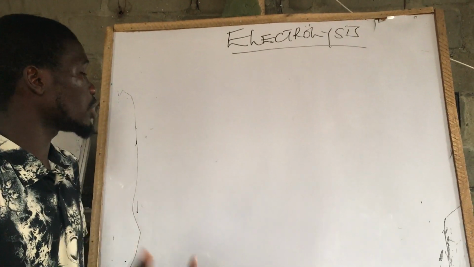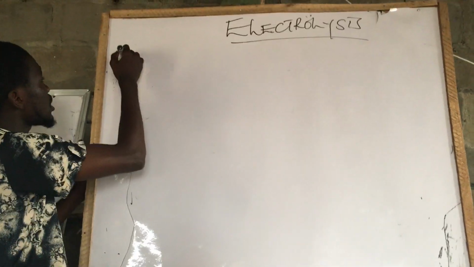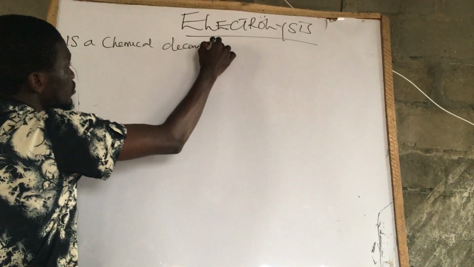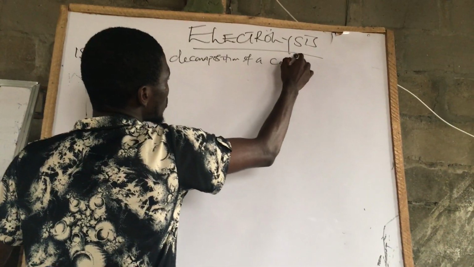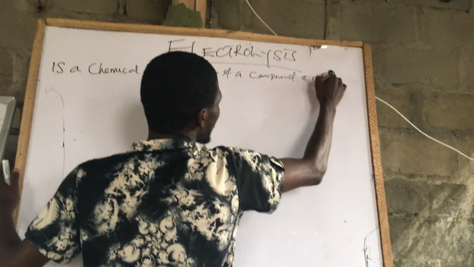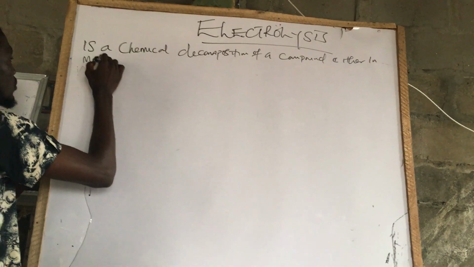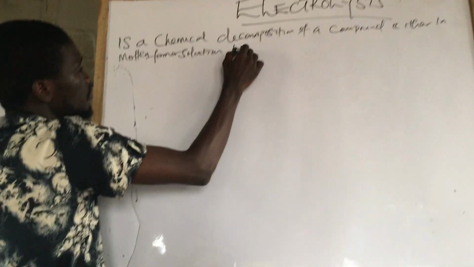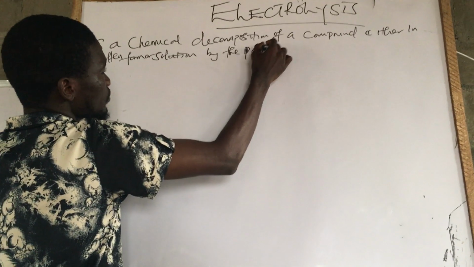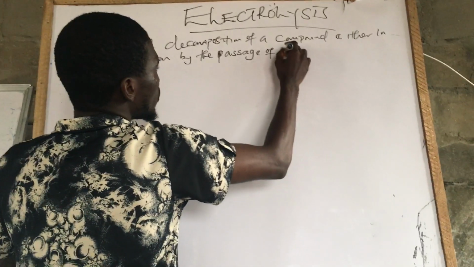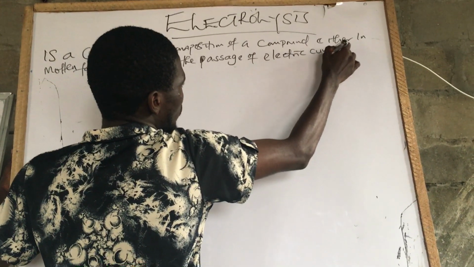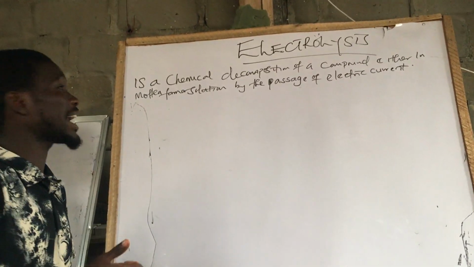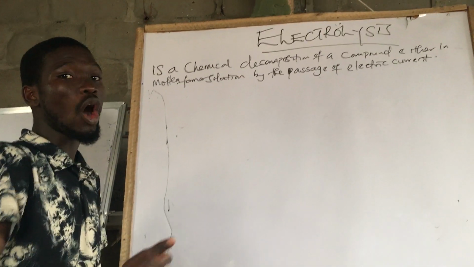So class, let's start with electrolysis. What is electrolysis? We can say electrolysis is the chemical decomposition of a compound, either in molten form or solution, by the passage of electric current. So we said electrolysis is a chemical decomposition of a compound either in molten form or in a solution.